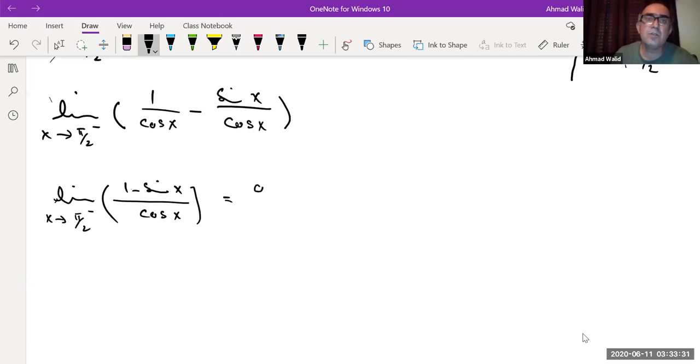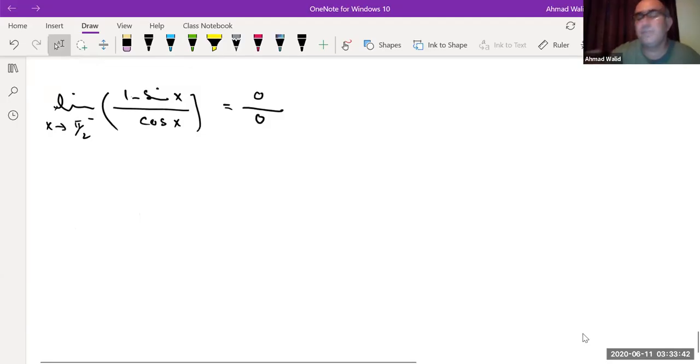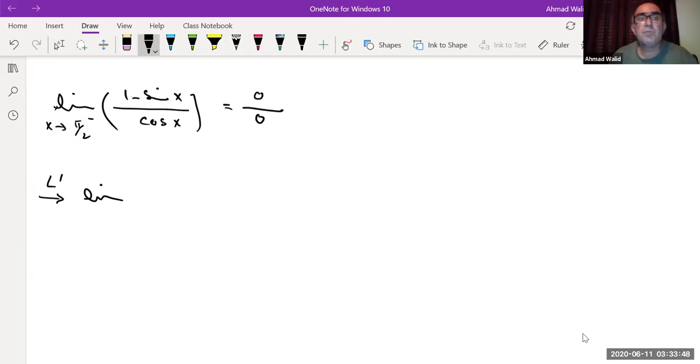1 minus 1 gives you 0. And cosine of pi over 2 is 0. You end up with 0 over 0. As soon as you end up with 0 over 0 or infinity over infinity, apply L'Hopital's rule. Then you can rewrite this as the limit as x approaching pi over 2 from the left. The derivative of the numerator: the derivative of 1 is 0, minus the derivative of sine x, which is cosine x. The derivative of cosine x gives you negative sine x.